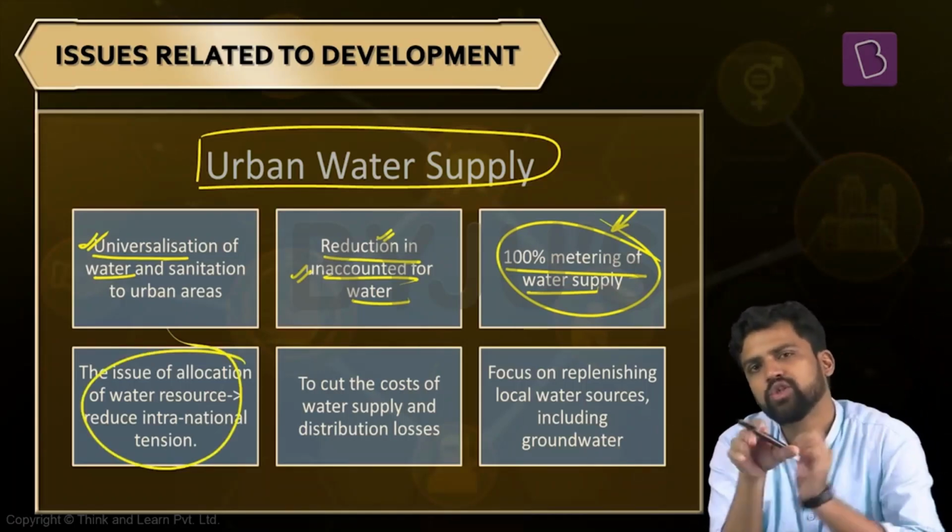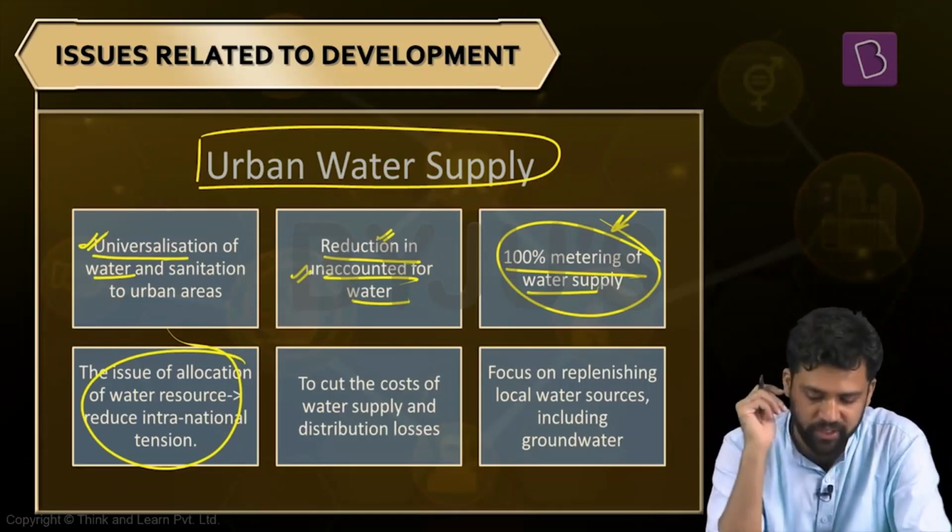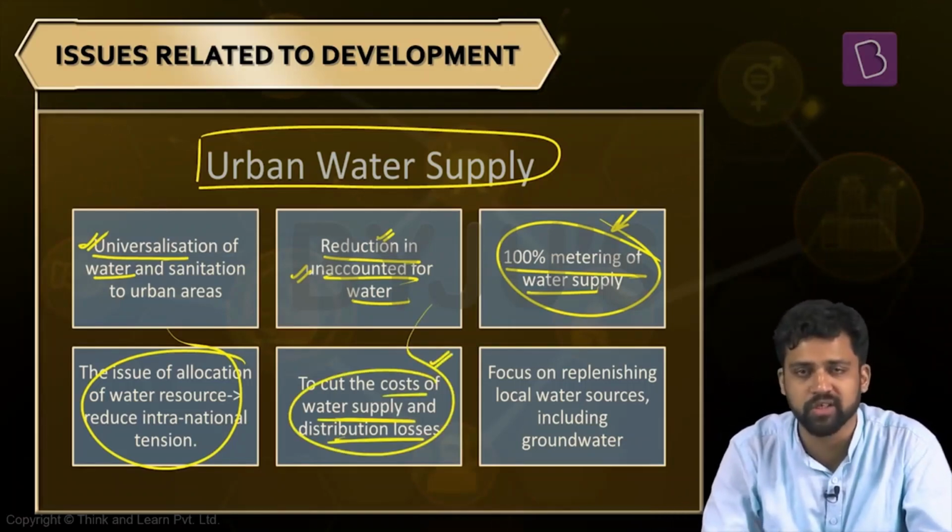Apart from that, when it comes to water, the distribution is not uniform throughout the country. There are disparities. We need to find out ways to address that disparity. There is a lot of cost involved because of losses in supply and distribution. We need to address that.